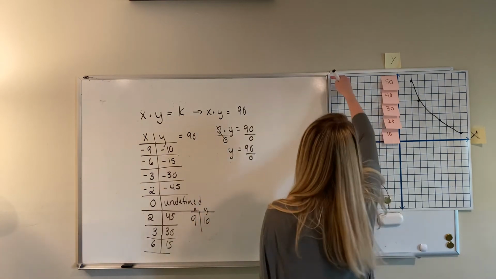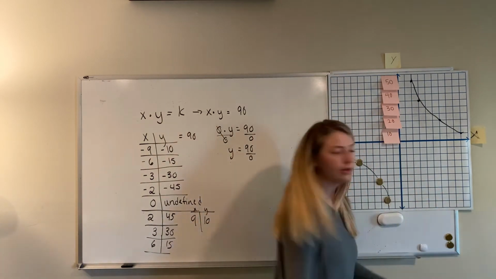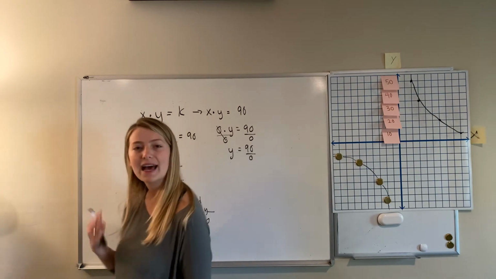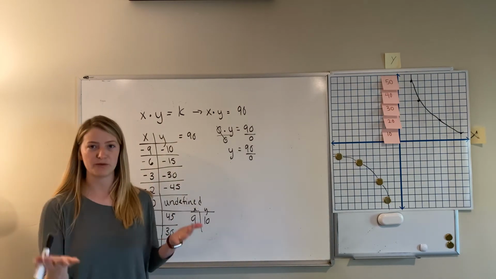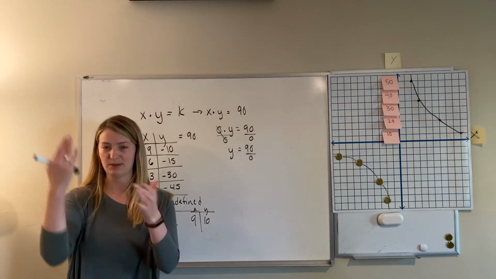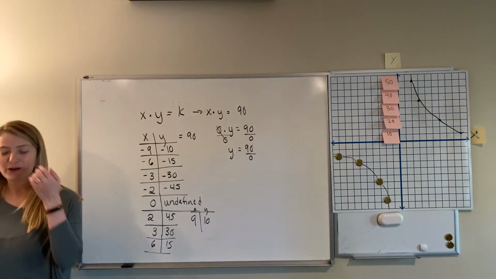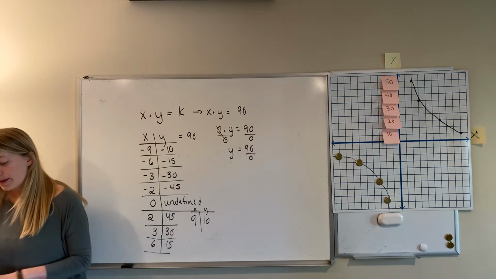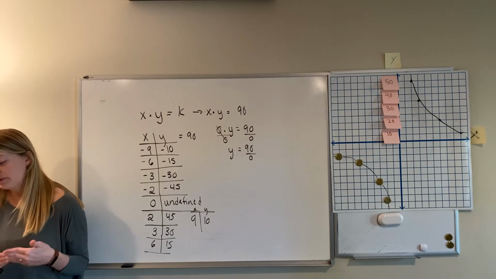And if I were to draw a dashed line right down the middle and fold my paper on that diagonal, I'd have an axis of symmetry. My two graphs are perfectly symmetrical on both sides in my first and my third quadrant. Mouthful. Alright, now we're going to go forward with using inverse variation.